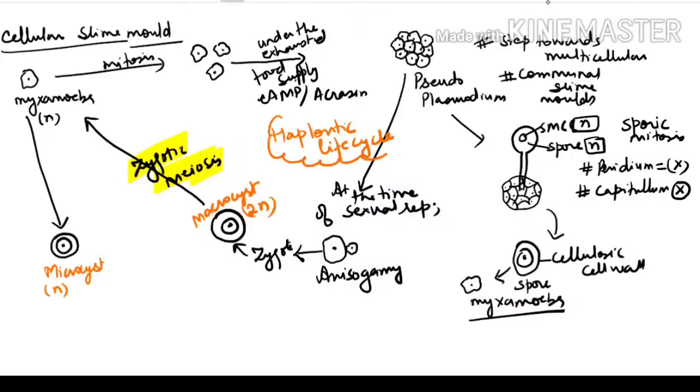And you can focus on the basic differences between the acellular and cellular. First of all, this structure was present in acellular, absent here. Capitulum was also present in the acellular, which is absent here. Acellular was showing isogamy, but they are showing anisogamy. Second, cellular slime mold does not have any motile structure in its life cycle. So these are the basic differences between two types of slime mold, acellular slime mold and cellular slime mold.